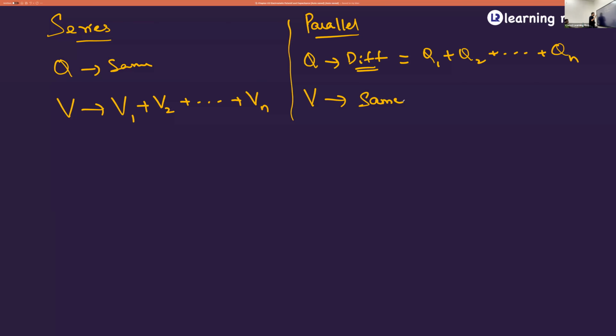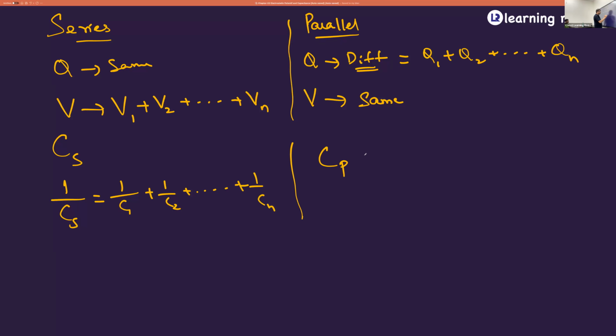So what about the equivalent capacitance of capacitors in series? You will get 1 by Cs equal to 1 divided by C1 plus 1 by C2 plus so on till 1 divided by Cn. What about parallel? Cp will be equal to C1 plus C2 plus so on till Cn. Am I clear with this?